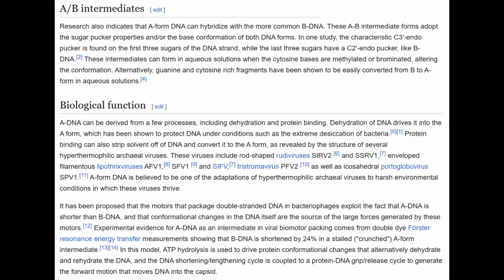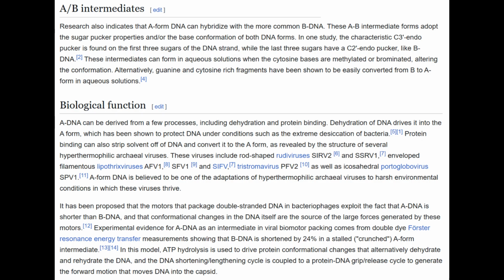B intermediates. Research also indicates that A-form DNA can hybridize with the more common B-DNA. These B intermediate forms adopt the sugar pucker properties or the base conformation of both DNA forms. In one study, the characteristic C3' endo pucker is found on the first three sugars of the DNA strand, while the last three sugars have a C2' endo pucker, like B-DNA. These intermediates can form in aqueous solutions when the cytosine bases are methylated or brominated, altering the conformation. Alternatively, guanine and cytosine-rich fragments have been shown to be easily converted from B to A form in aqueous solutions.